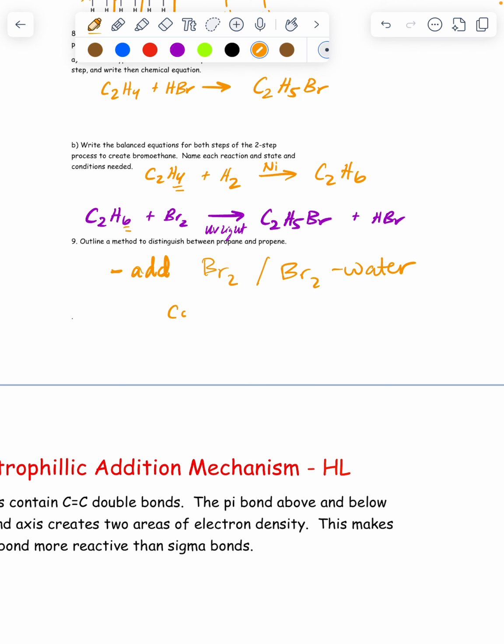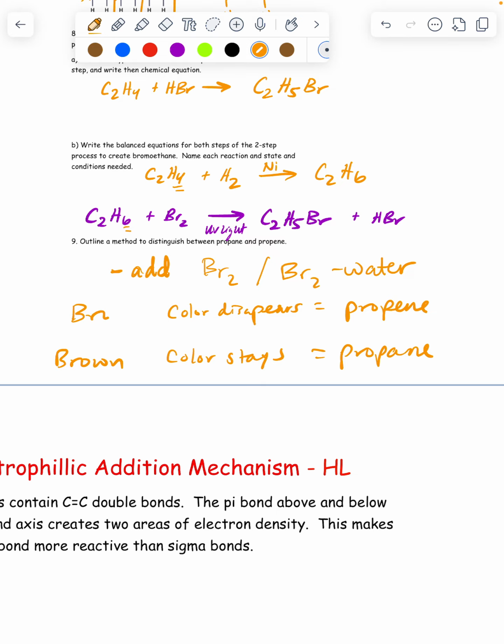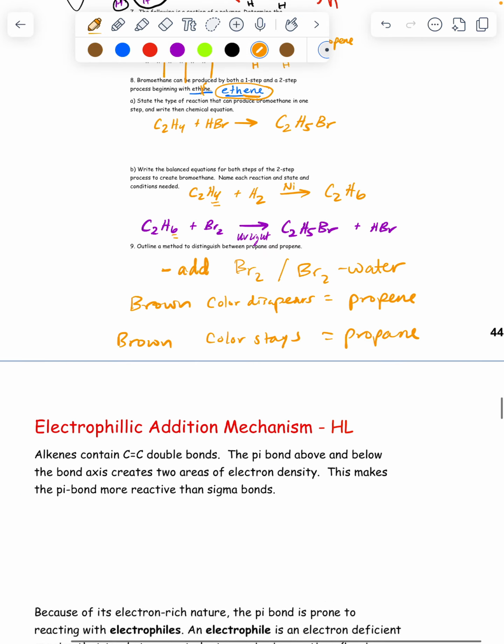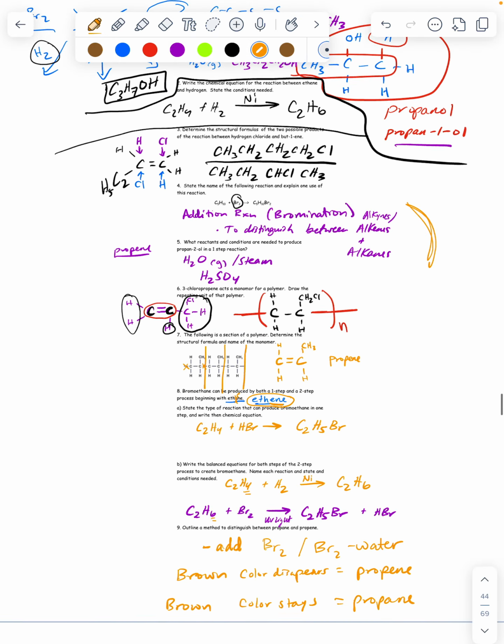And when the color disappears, then you know you've got an alkene, so you've got propene. And if the color stays, then you've got propane. And it's a brown-red color. And those are the answers to the SL addition questions.